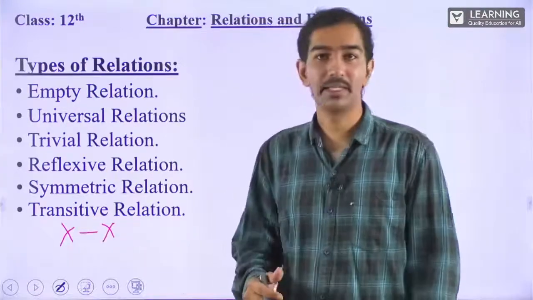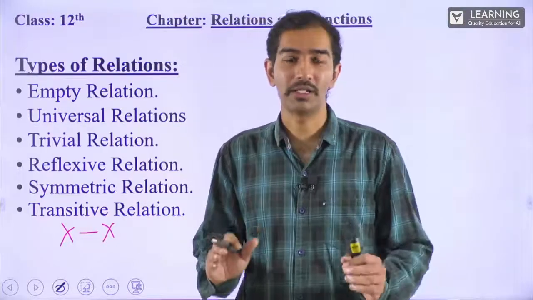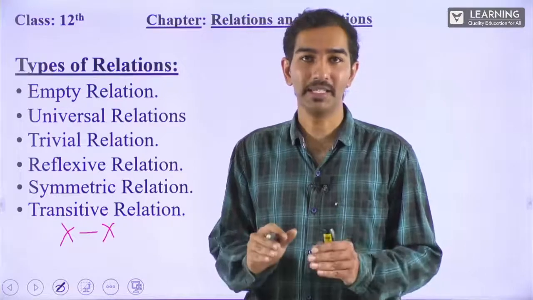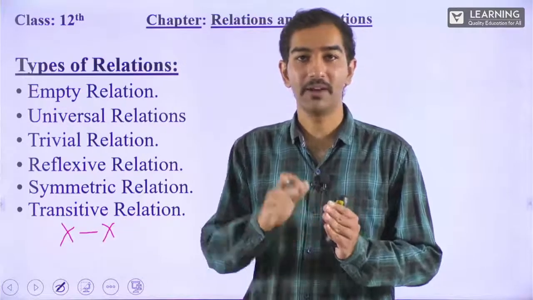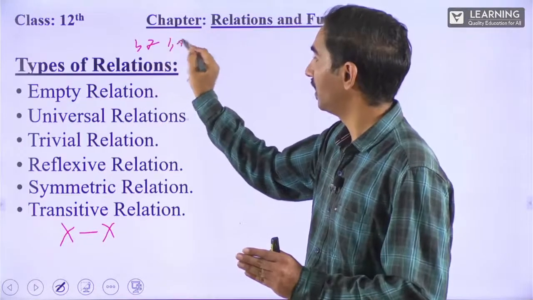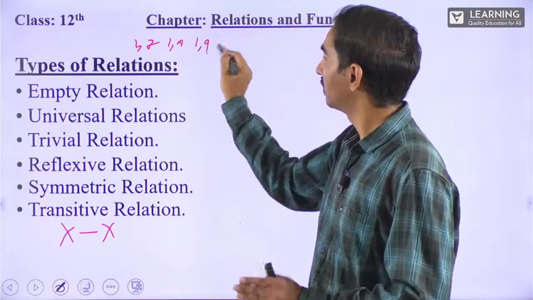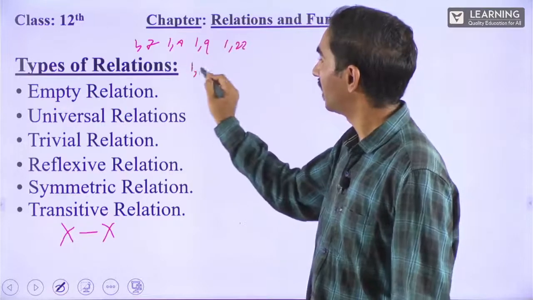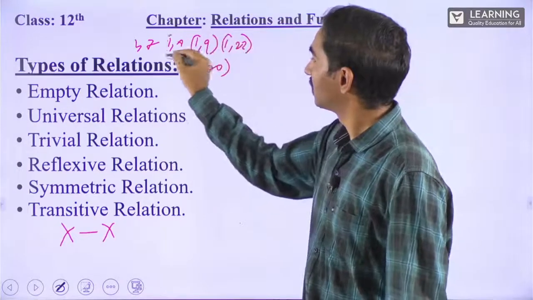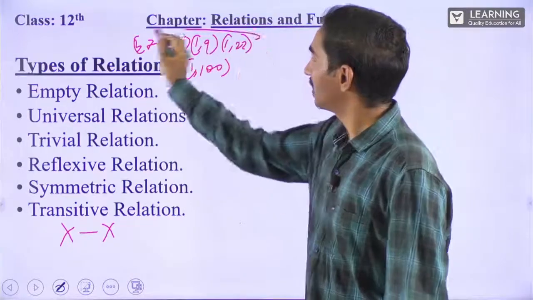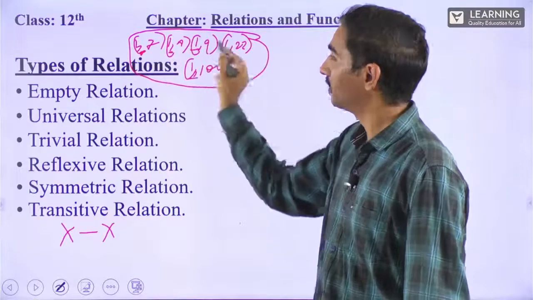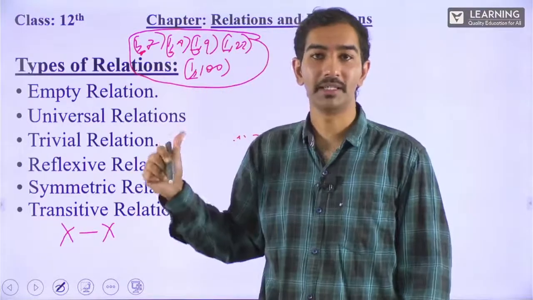Once again, just summarizing, students, a very important concept of mathematics: the difference between relation and function. In a relation, one x value can have multiple y values. For example, 1, 7, 1, 8, 1, 9, 1, 100 also. See this. These are relations. The x value is the same, with different y values.